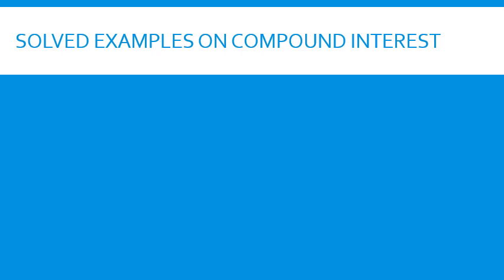In this session we will discuss solved examples on compound interest. In the previous session we discussed the derivation of 6 interest factors: single payment compound amount factor, single payment present worth factor, uniform series present worth factor, uniform series capital recovery factor, uniform series compound amount factor, and uniform series sinking fund factor. In addition to them, we also discussed the gradient flow.